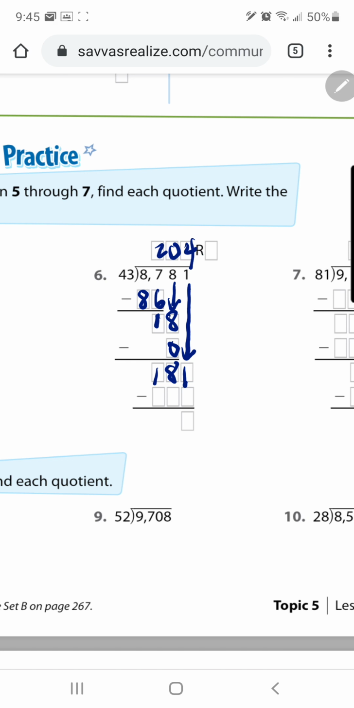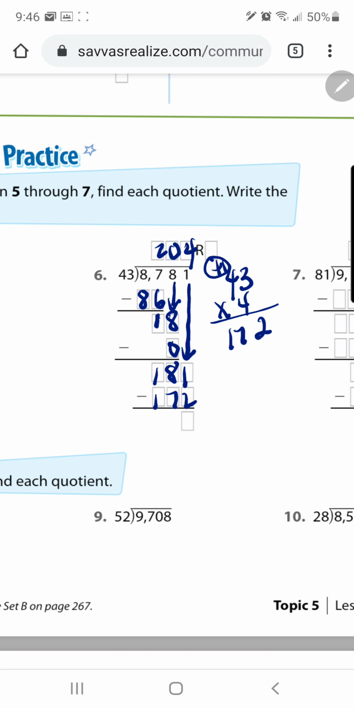Well, remember, of course, you can always do it the way I'm doing it, or you can just write it down on the side, right? 43 times 4 and then work it out that way, right? 4 times 3 is 12. Carry the 1. 4 times 4 is 16 plus 1 is 17. So we subtract 172 from 181.